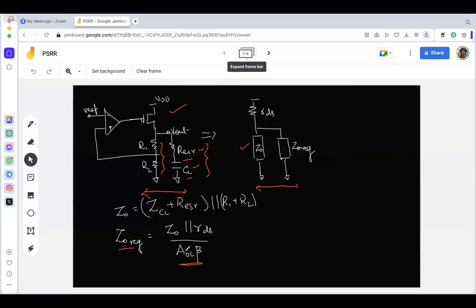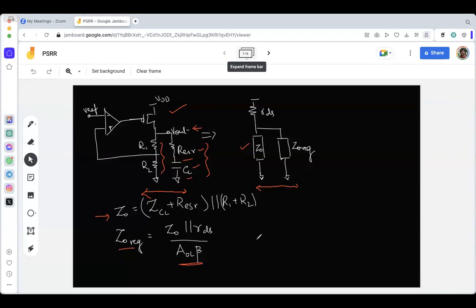Now, if the output impedance reduces by the AOL beta factor, what is it that reduces? When you look at the impedance from here, it is the impedance looking downwards, which is Z0, which we earlier calculated, in parallel with RDS. Z0 parallel with RDS, the whole divided by AOL beta, when it is getting regulated.